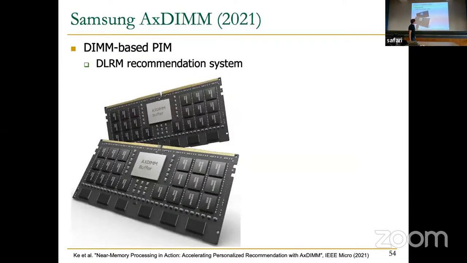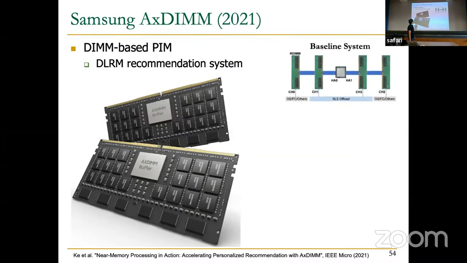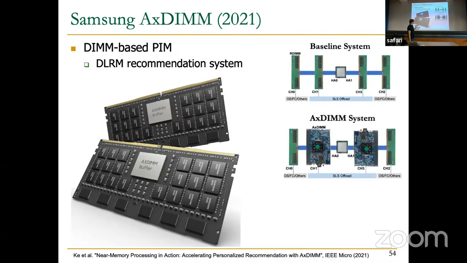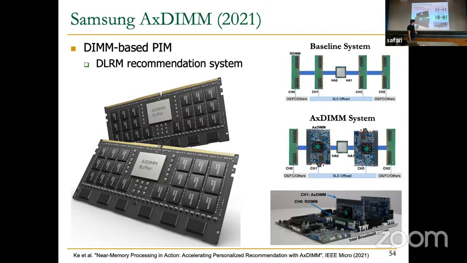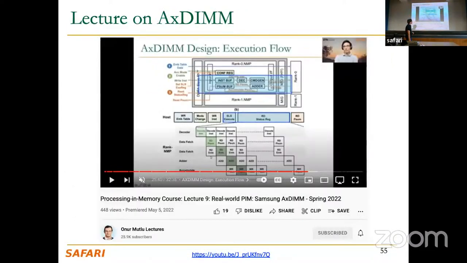The second proposal from Samsung is a DIMM-based solution, and it extends existing DIMMs with some small FPGA that resides near the memory ranks, as you can see there on the right-hand side in the prototype that they tested, and this picture as well. They showed interesting improvements for recommendation systems or for some steps of their recommendation systems. We also have a lecture about this one you can watch later if you are interested.